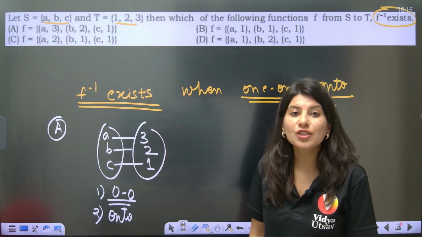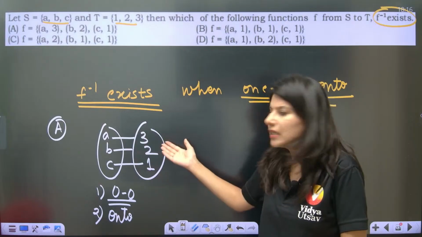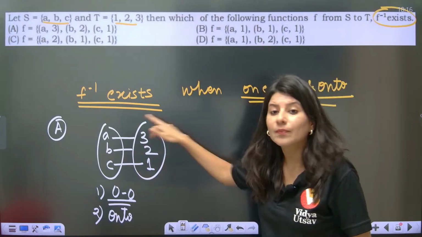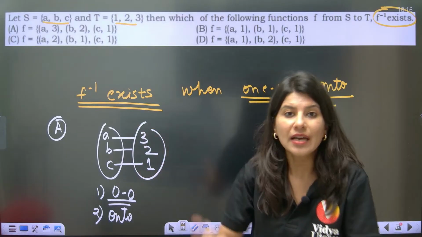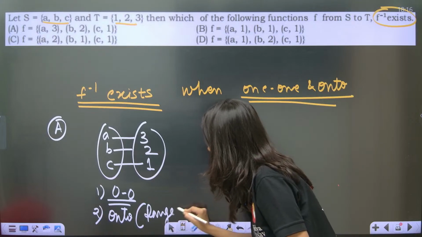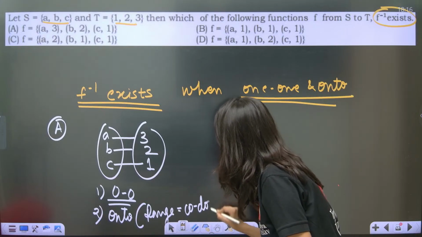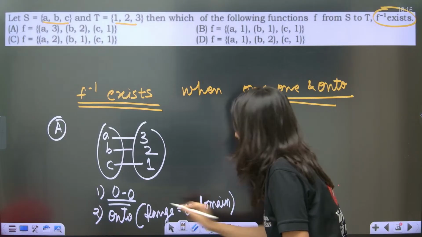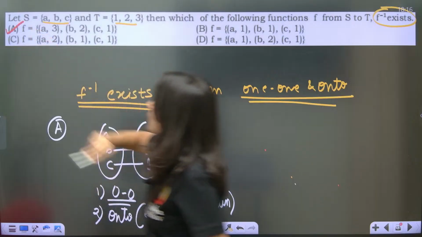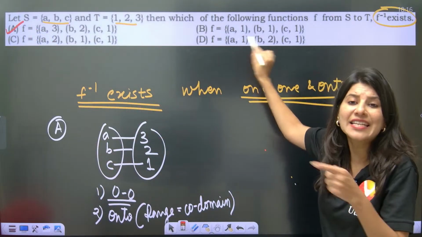Range of this function is what? Can anybody tell me, ma'am? Range is clearly 1, 2, 3. What about codomain? Complete set. This second set is codomain. Range and codomain are matching with each other. Hence, it is an onto function. So, clearly, which option is correct? Option A is correct. What about option B, ma'am? Why is it incorrect?